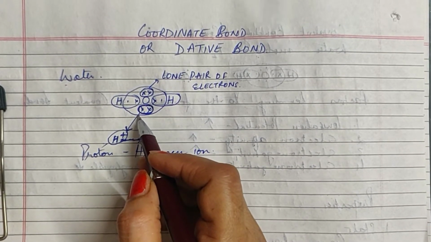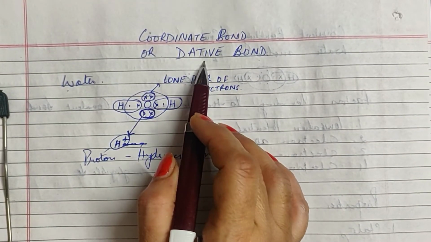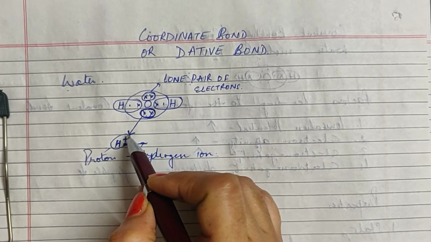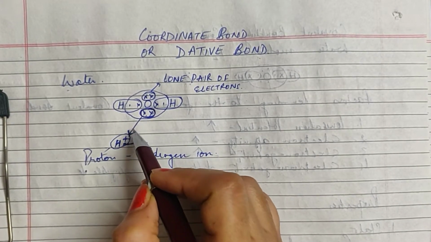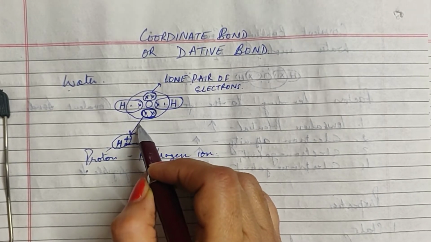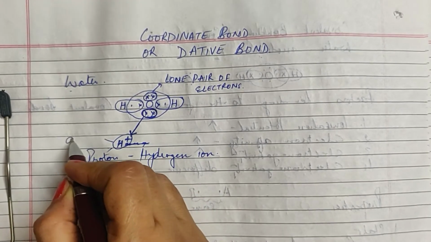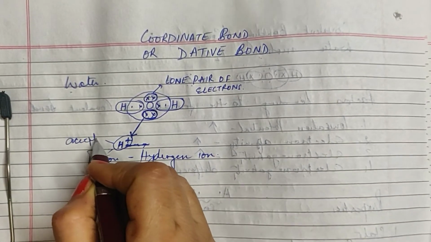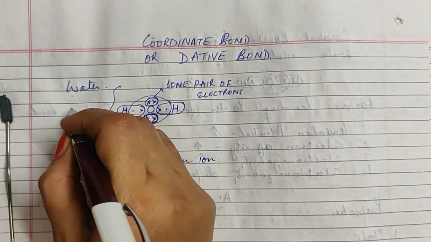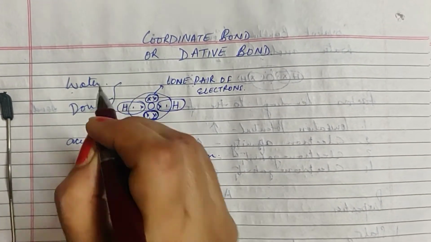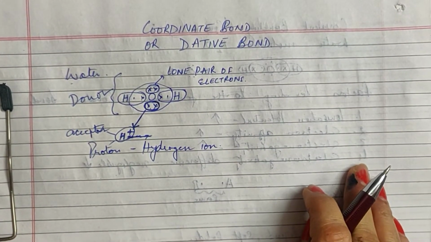So there forms a special kind of bond which is known as a coordinate bond. Here a coordinate bond is formed between the water molecule and the hydrogen ion. Now you will represent this bond with the help of an arrow. The arrow will be pointing towards the acceptor. So who is the acceptor over here? Hydrogen ion. And the entire water molecule is the donor. Water molecule is a donor, hydrogen ion is an acceptor.